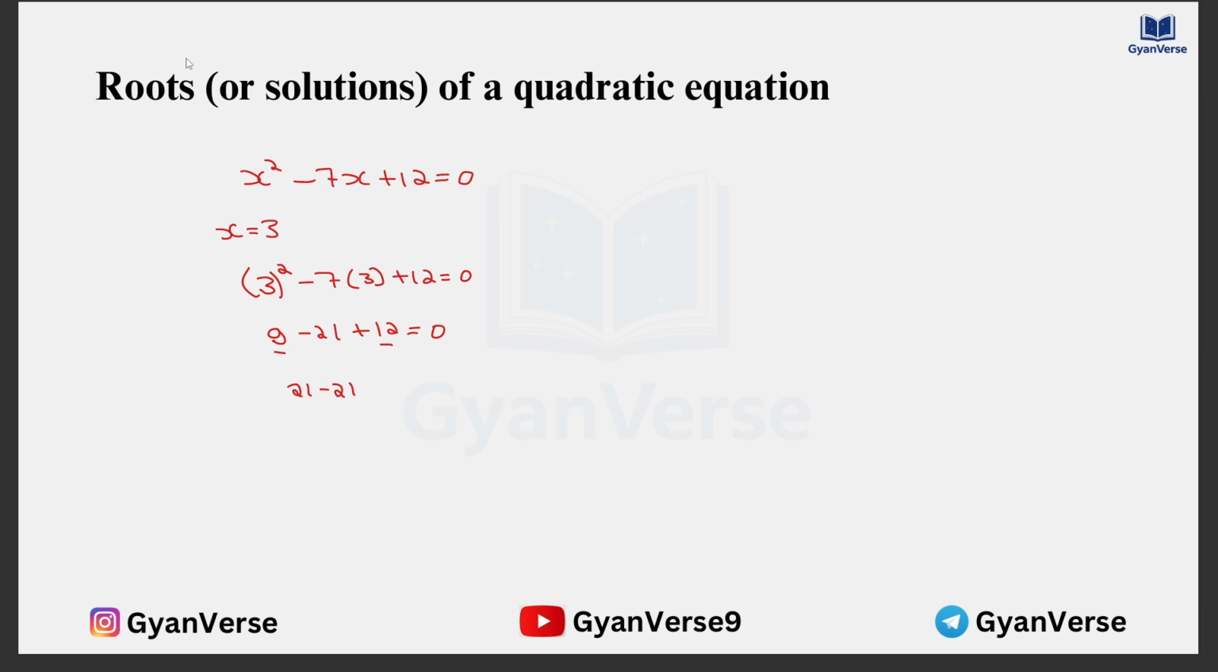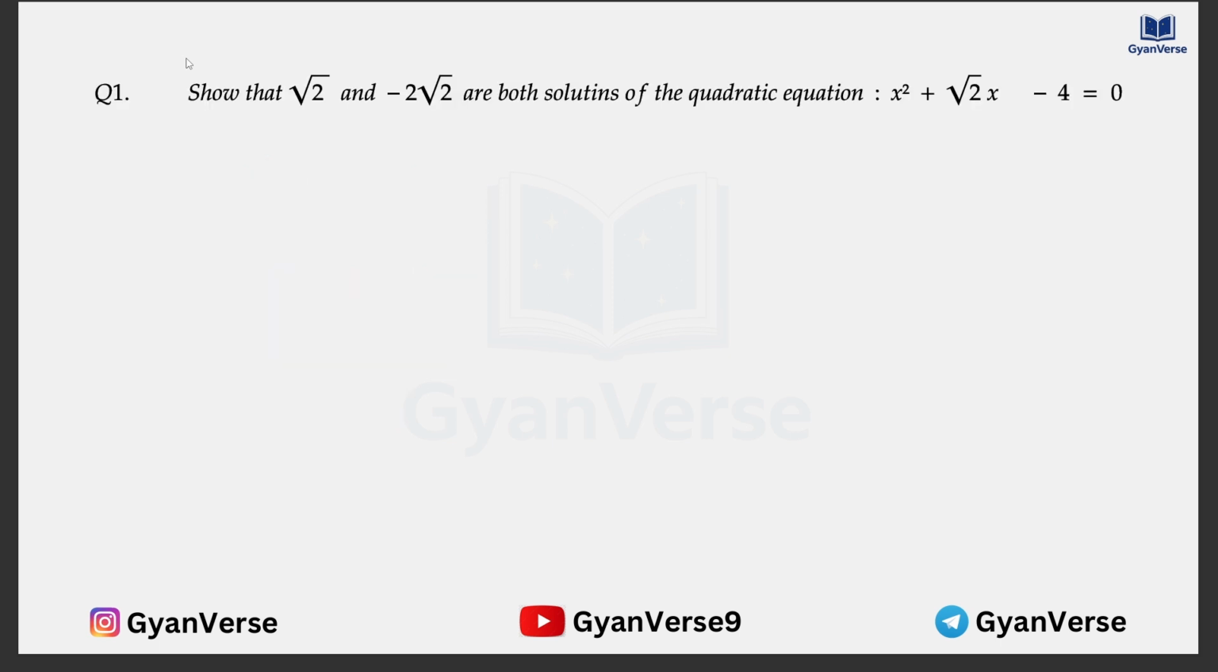So you will see the left hand side, this portion, is equal to 0, and the right hand side, which is right of the equals to, is also 0. So the left hand side is equal to 0 and the right hand side is equal to 0. That means the equation is satisfied. So any value of x that will satisfy the equation, by satisfying the equation I mean left hand side and right hand side both are equal, then it is a root of the quadratic equation. So we are going to solve this first question.